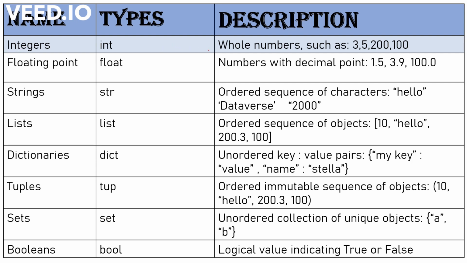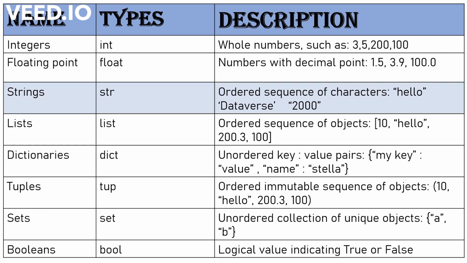Integers, these are just basic whole numbers such as 3, 5, 200, 100. And then we have floating point. Floating point numbers are numbers with a decimal point such as 1.5, 3.9, 100.0. And notice here, even if you have 100.0, that still counts as a floating point number. That's no longer an integer because it has a decimal point. That's why it's a floating point number.